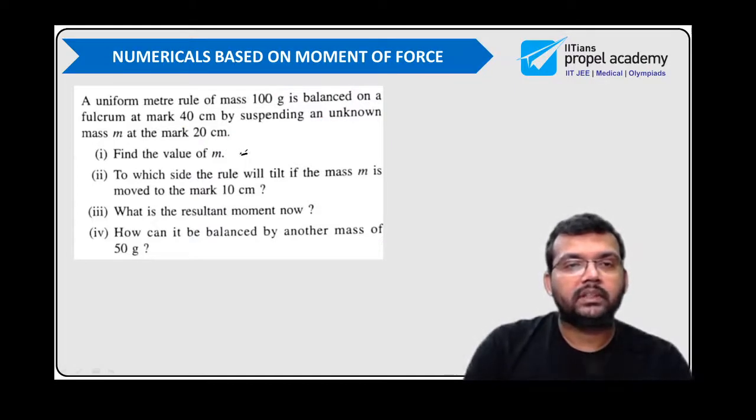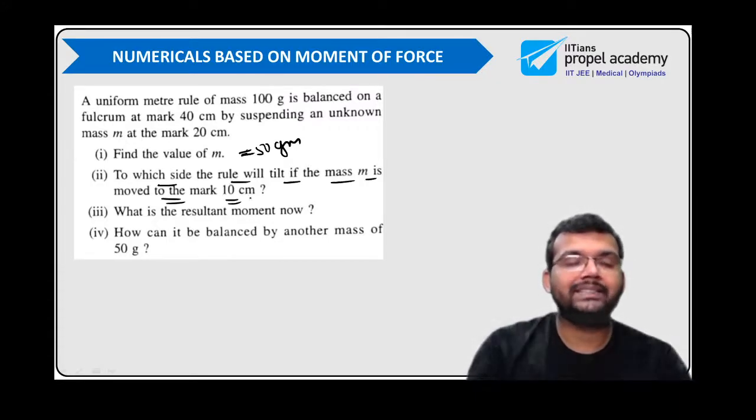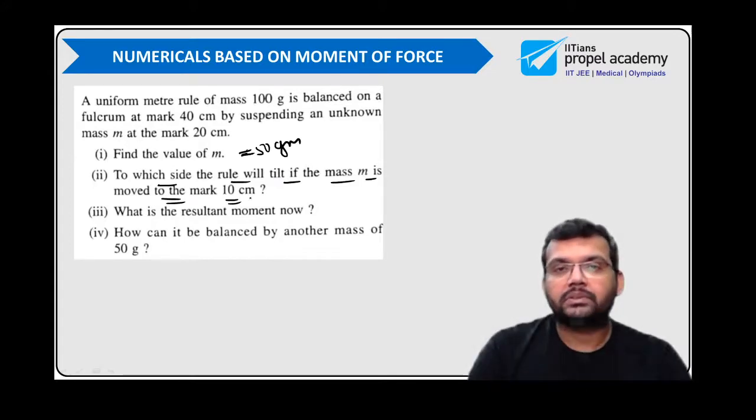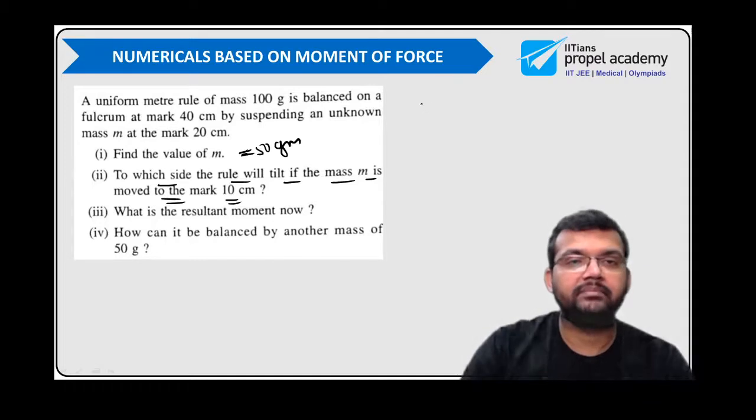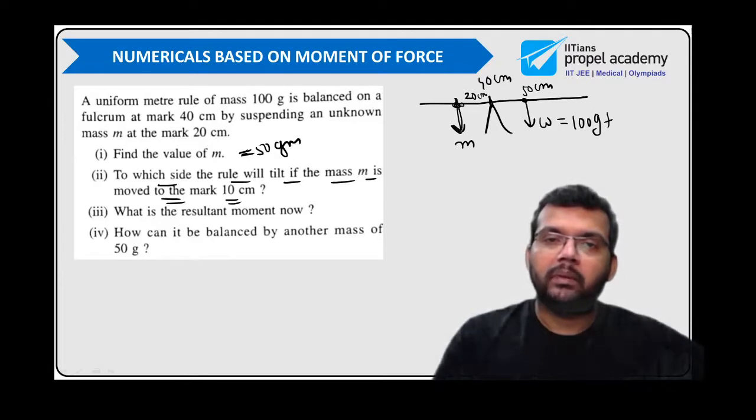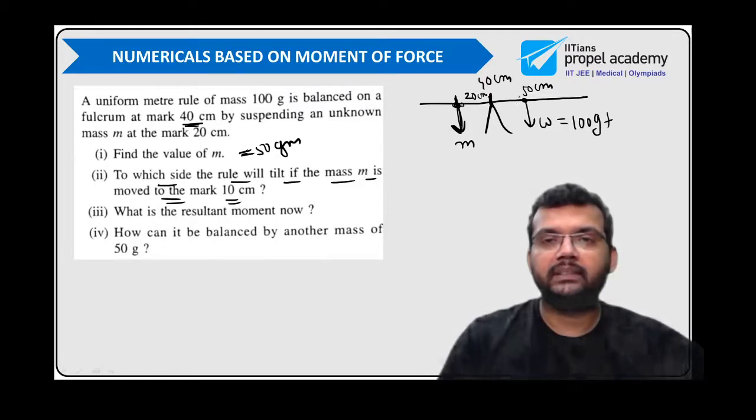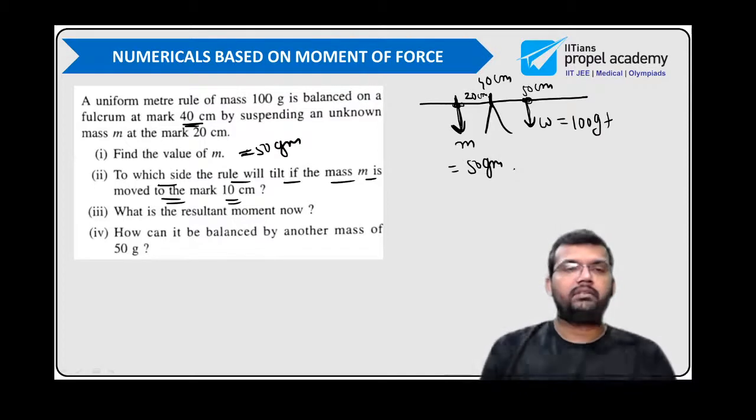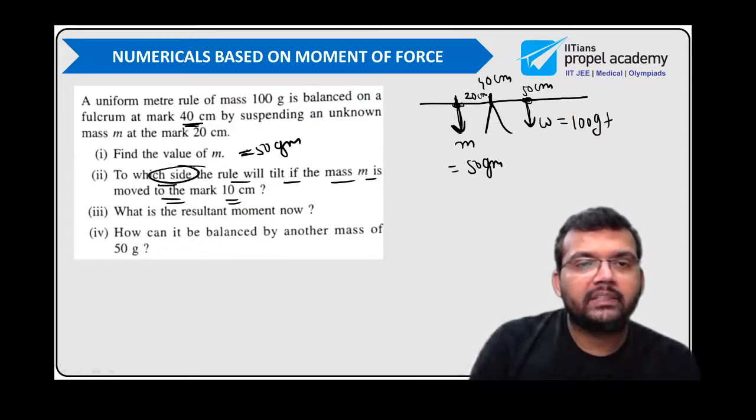So now this is 50 gram. Now, to which side will the rule tilt if the mass m is moved to mark 10 centimeter? As I have erased the diagram, let's draw once again. So this is the diagram you have. m is acting at 20 centimeters, 40 centimeters is the place where you balance, and at 50 centimeter the weight will act. We have just calculated m is 50 gram. So to which side will the rule tilt if m is moved to mark 10 centimeters?